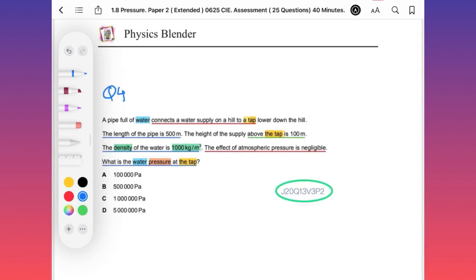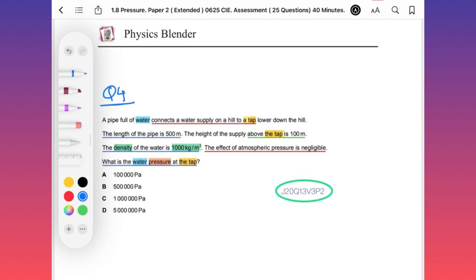Question 4, we have a pipe full of water connecting a water supply on a hill to a tap lower down the hill. The length of the pipe is given, the density of water is given, the height of the supply is given, and the effect of atmospheric pressure is negligible. What is the water pressure at the tap? Since here we are calculating pressure due to water at the tap, we are considering the vertical height above the tap only, which is the height of the supply.